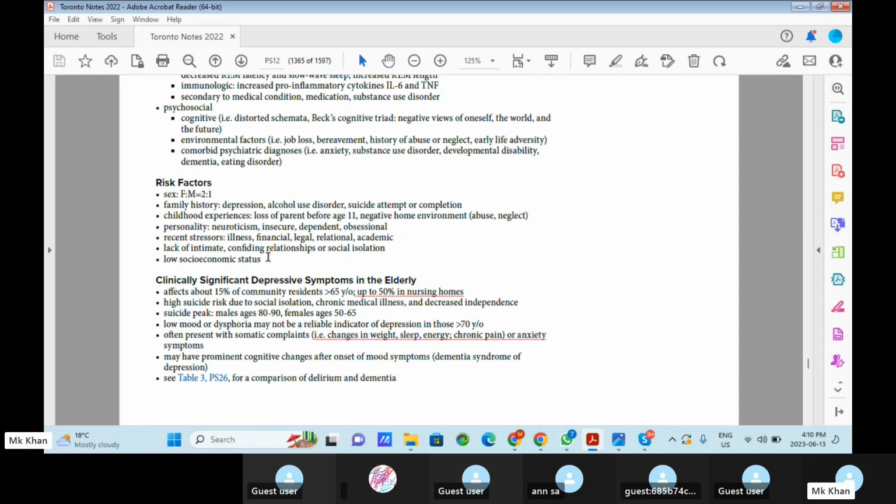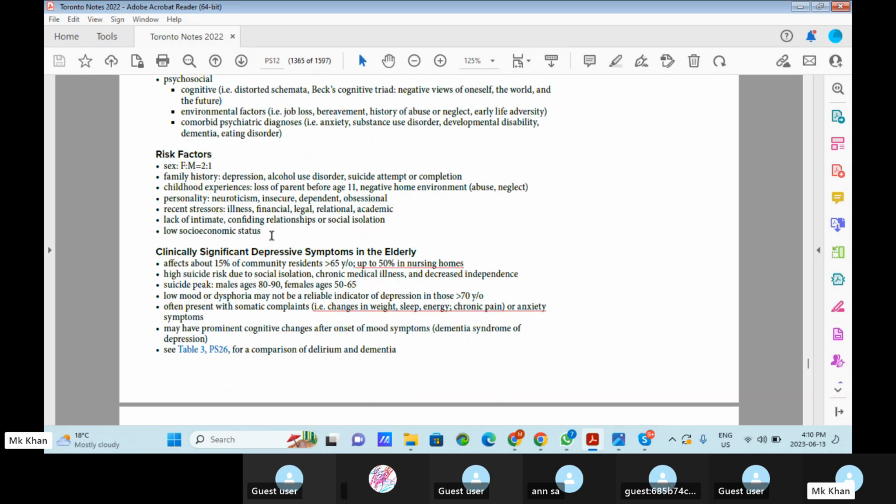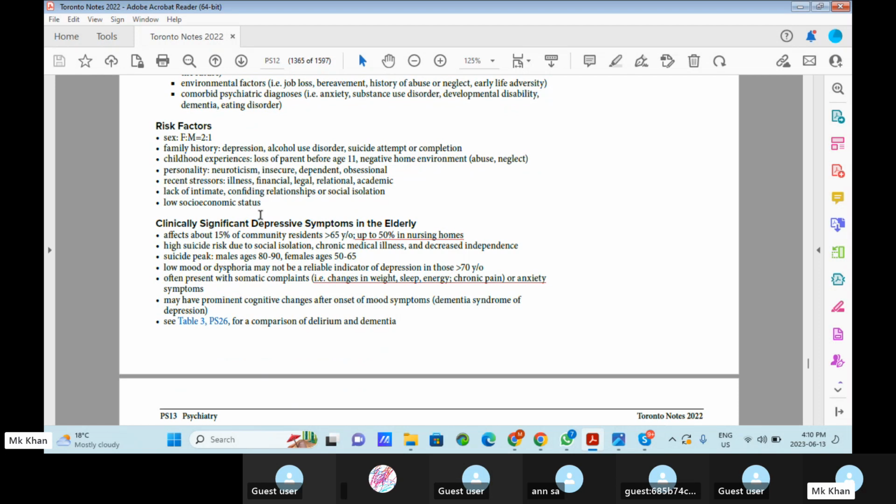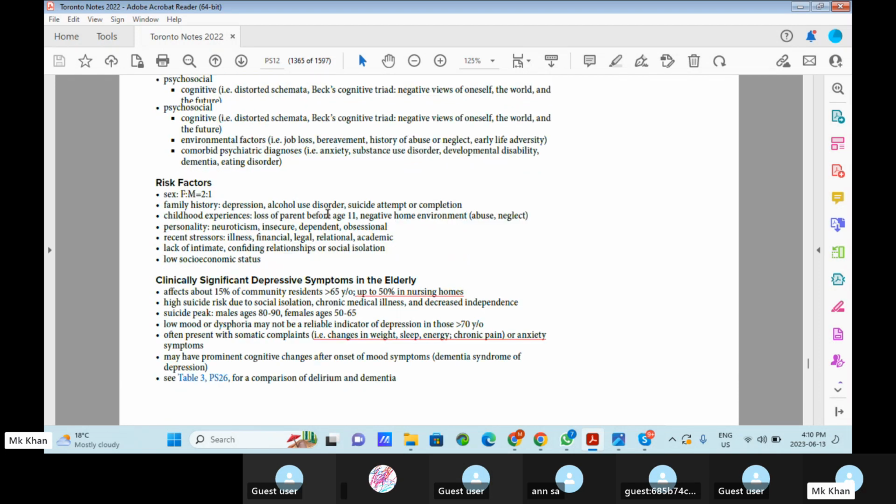And then what are the risk factors? It is sex, female to male 2 to 1. Then family history is important, alcohol use, depression, suicide attempt, childhood experience. So all these stressors, low socioeconomic status, so all these are risk factors for depression.